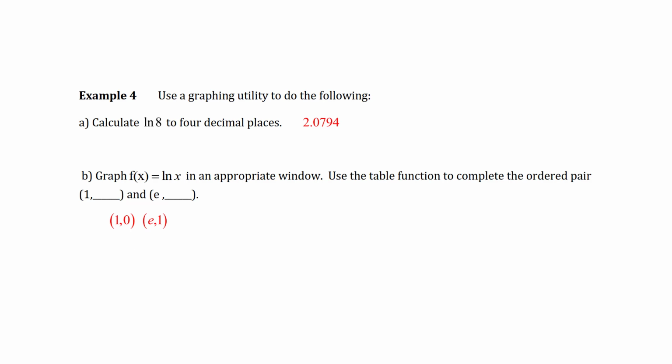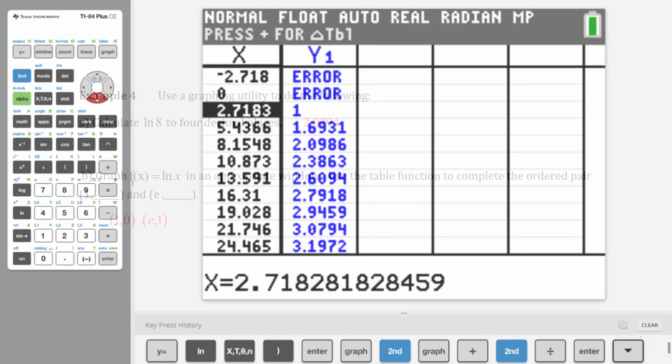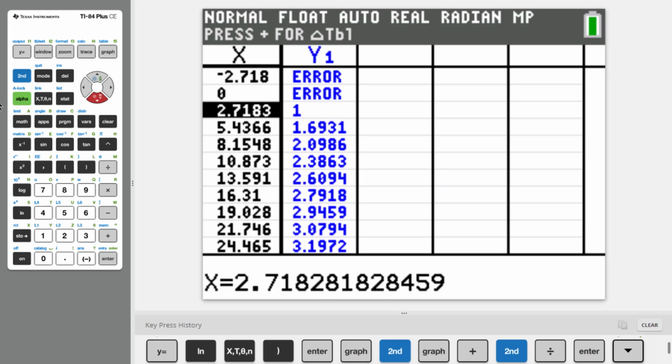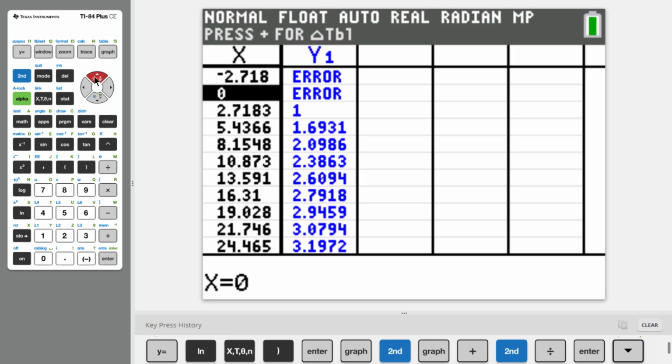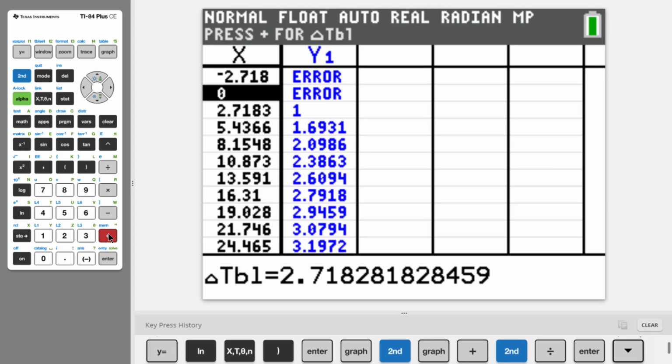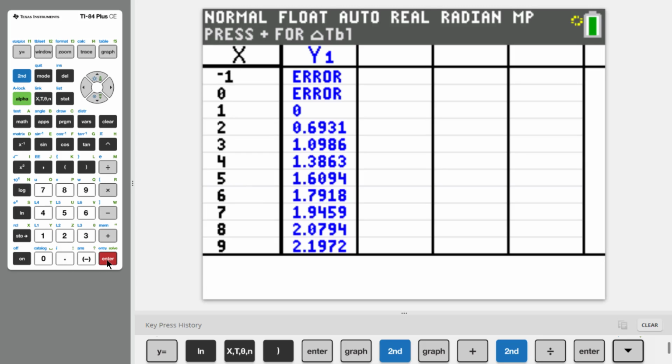Next, we need to change our table settings back. So move your cursor over to the x value of 0 and then press the plus sign. What we want to do is change the table settings back so that all the x values increase by 1. So change the value to 1 and press enter. And now everything's back to normal.